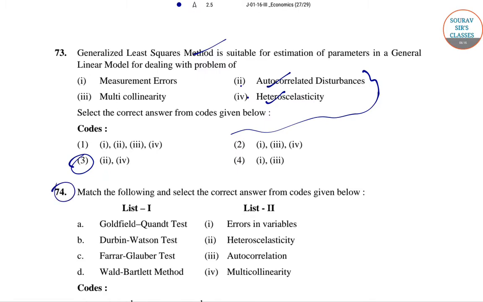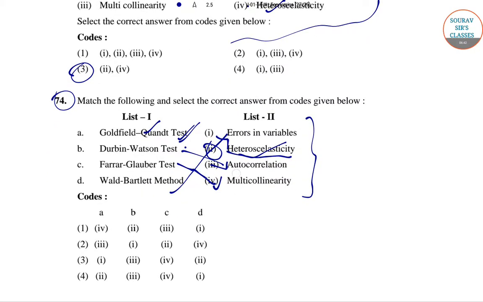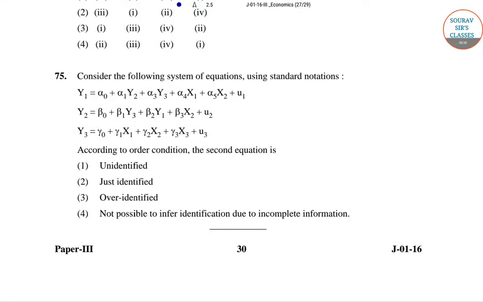Now we'll go to question number 74. The Goldfeld-Quandt test is compatible with which one of these 4 things? We know the Goldfeld-Quandt test is compatible with heteroscedasticity. The Durbin-Watson test is for autocorrelation. The Farrar-Glauber test is for multicollinearity, and finally the Wald-Bartlett method is for errors in variables. So 4 is the right answer.